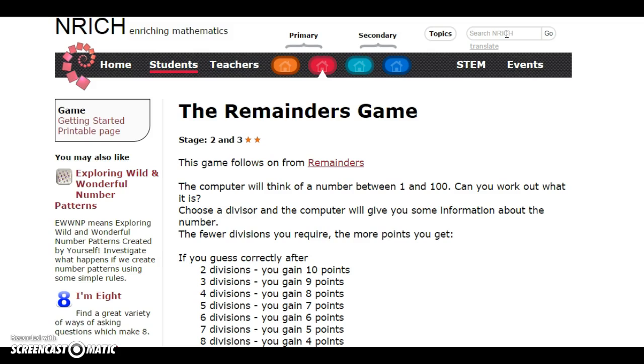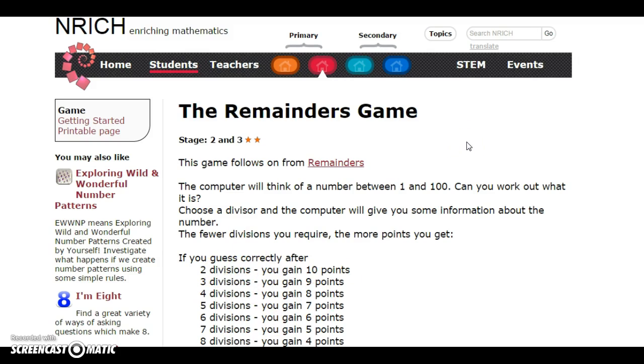What the Remainders Game is, is a game against the computer, and the computer is thinking of a number between 1 and 100, and our job is to figure out what that number is. It's going to allow us to choose a divisor between 2 and 10, and the computer is going to give us some information about it. The job is to guess that number in as few moves as possible. So the fewer divisions that we make, the more points we're going to get. And here is the point distribution.